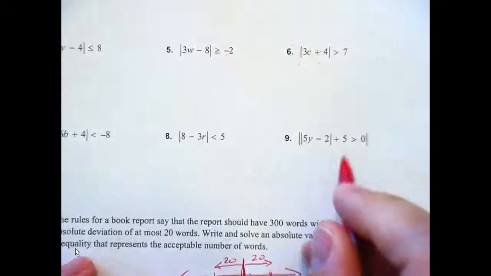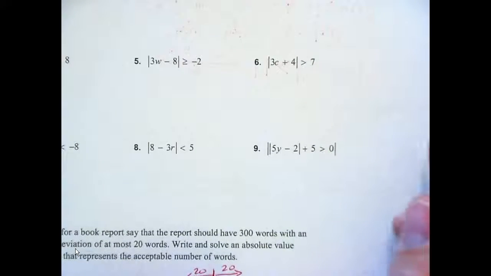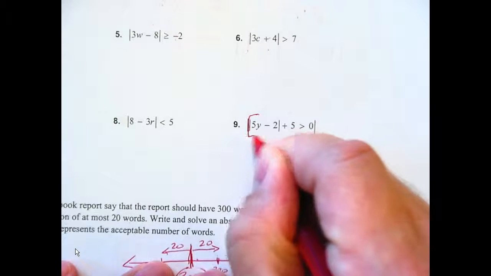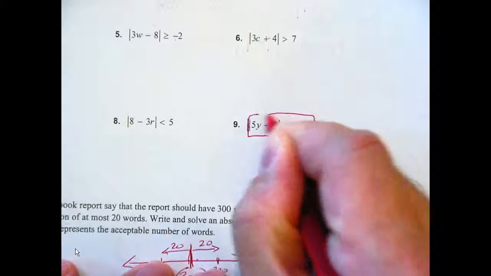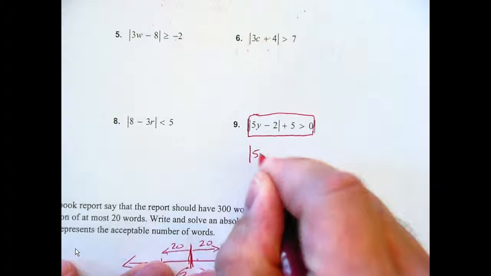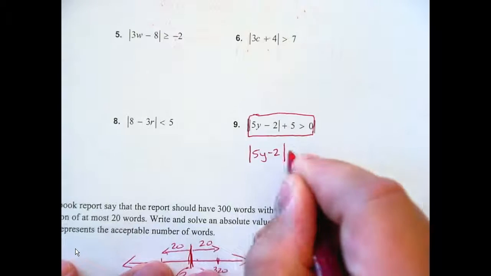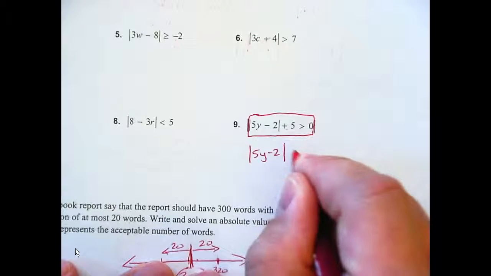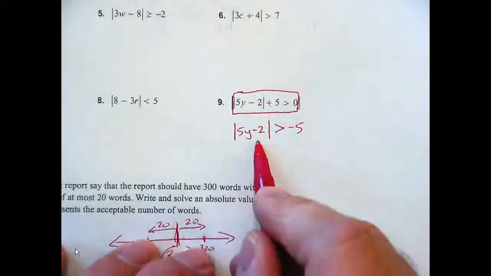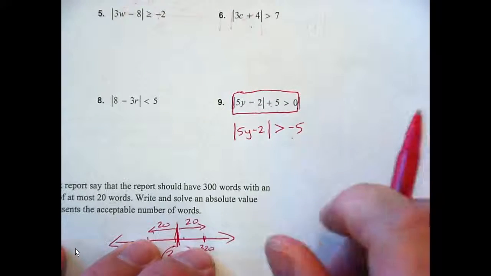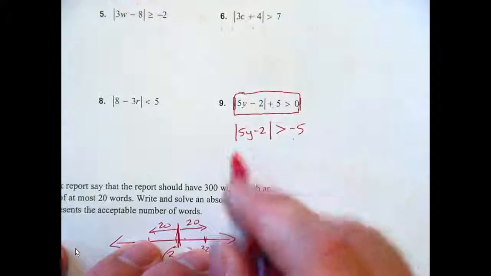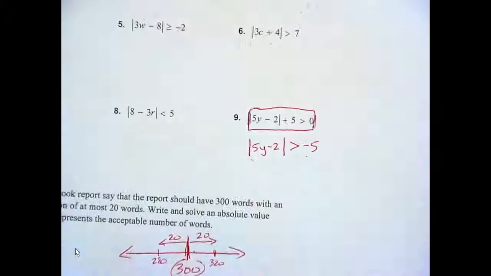Everyone figure out number 5 or number 9? Hey, on number 9, just ignore those extra absolute value symbols for a minute and do what's inside first. You subtract 5, right? Is that possible? Can an absolute value be bigger than a negative? Yeah, it's always possible. It's always going to be bigger than a negative. Infinitely many solutions.